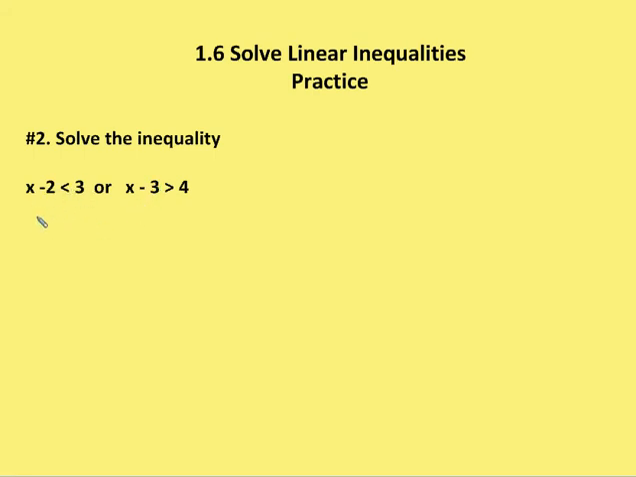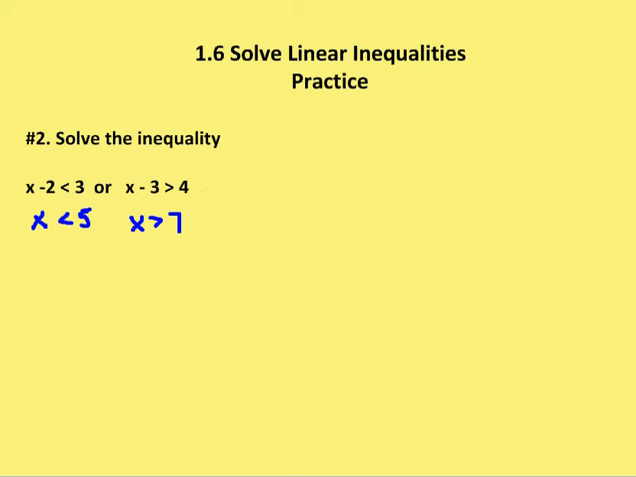So x minus 2 is less than 3. I can rewrite that by adding 2 to both sides. x is less than 5. On the right-hand side inequality, x minus 3 is greater than 4. I add 3 to both sides. I get x is greater than 7. So it can be either x is less than 5 or x is greater than 7.